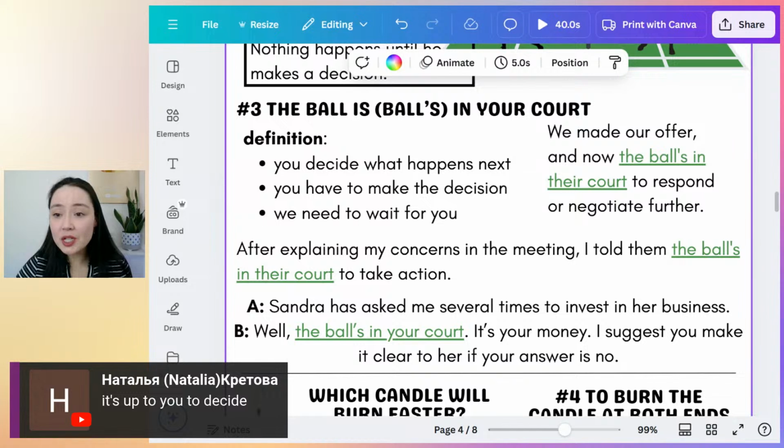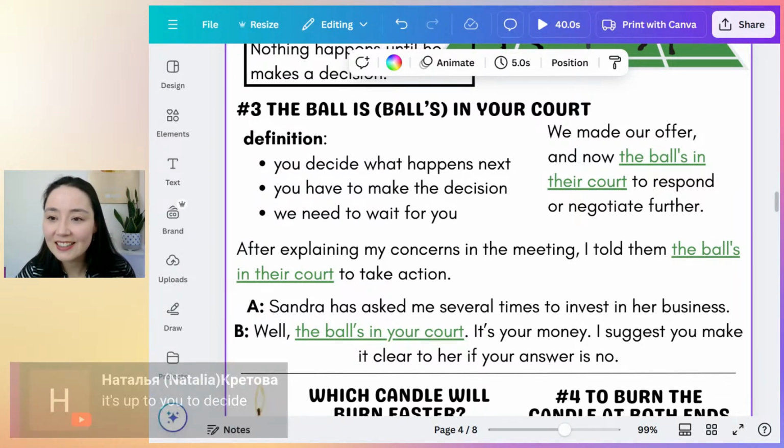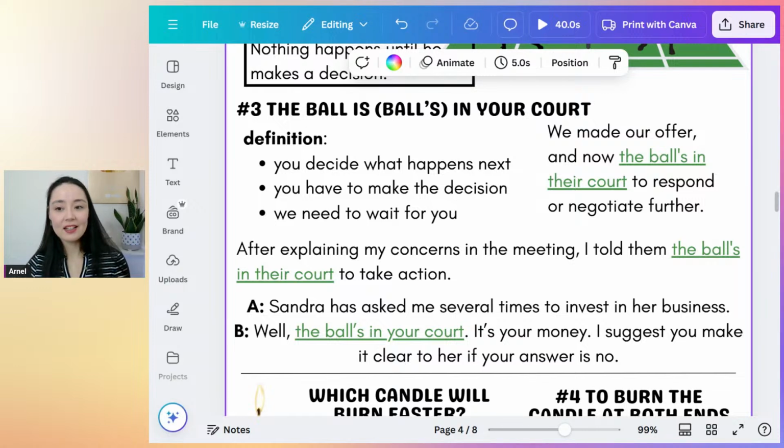Natalia, that's a good option. Absolutely. Alternative is a good alternative. It's up to you. It's up to you to decide. Nice. Good. Let's keep going.